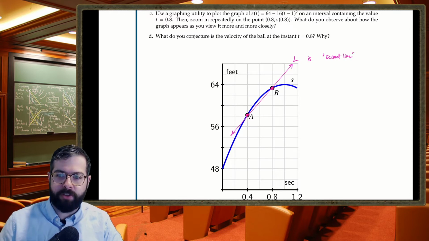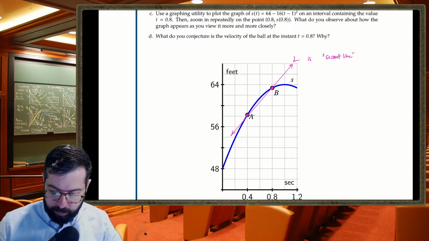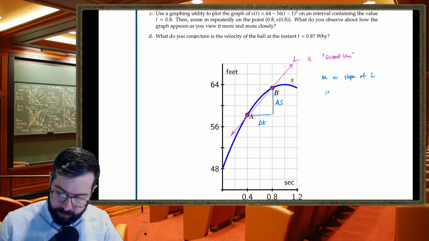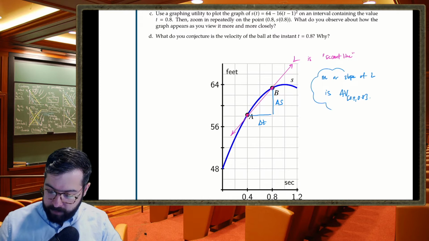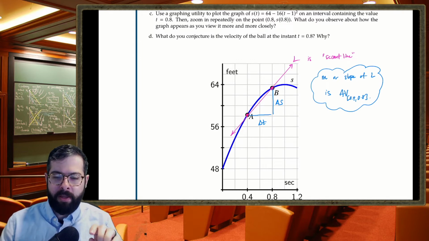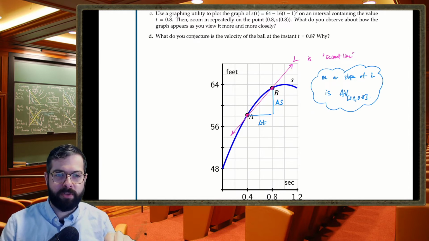Which just means that it touches in 2 places. But it also represents the fact that the slope between these 2 points is what? Delta S over delta T. So M, or slope of L, is the average velocity from point 4 to point 8. This is a key idea. There is this connection between the abstract, the geometric slope, and the average rate of change, the physical context. This is going to keep happening throughout the course.